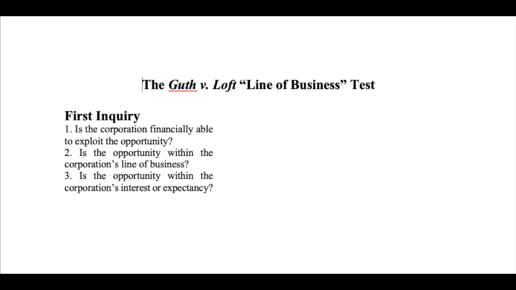The reason I think that's a little squirrely is because the next question is whether the opportunity is within the corporation's interest or expectancy. And the problem is that it's kind of hard to distinguish these two things. A way of thinking about this is to ask which one of these two things is broader and which one is narrower. And to make that easy, I'm just going to tell you. The line of business inquiry is broader.